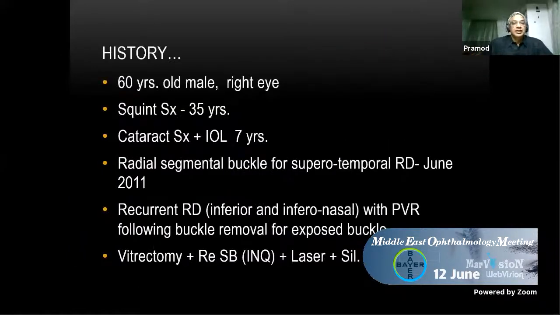We have a 60-year-old male who had a squint surgery in the right eye 35 years back, cataract surgery with IOL implantation 7 years back, and a radial segmental buckle for superior temporal retinal detachment in 2011. Subsequently, he had exposure of the buckle along with redetachment, so he underwent buckle removal for the exposed buckle, followed by vitrectomy and rebuckling along with silicone oil injection.